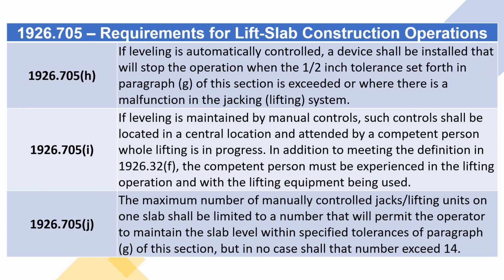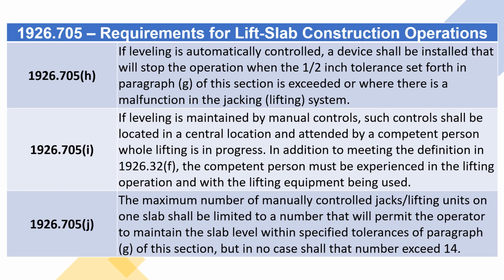1926.705(h): If leveling is automatically controlled, a device shall be installed that will stop the operation when the 1/2 inch tolerance set forth in paragraph (g) of this section is exceeded or where there is a malfunction in the jacking/lifting system. 1926.705(i): If leveling is maintained by manual controls, such controls shall be located in a central location and attended by a competent person while lifting is in progress.